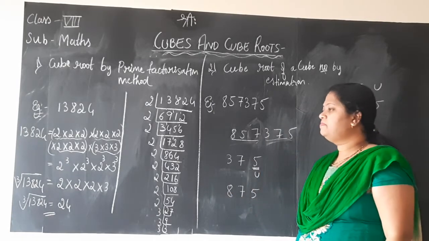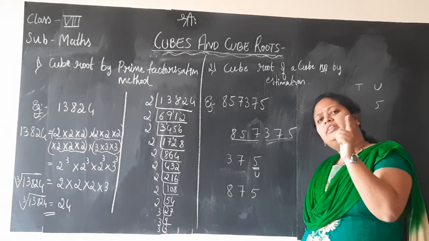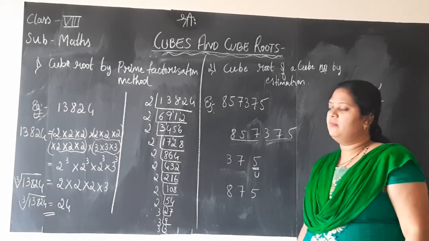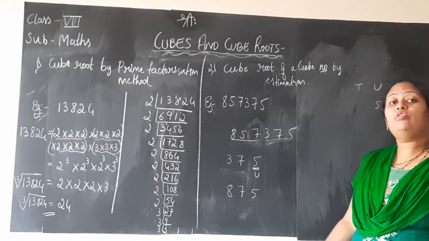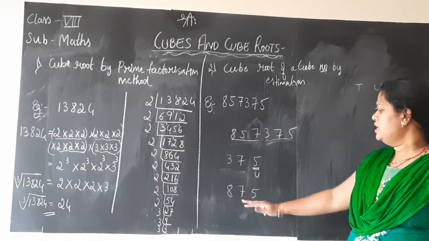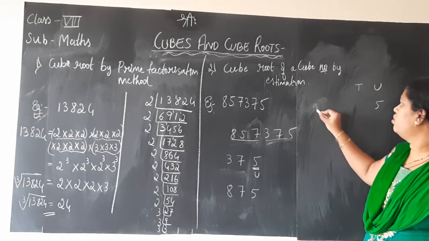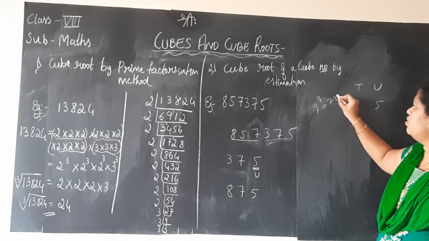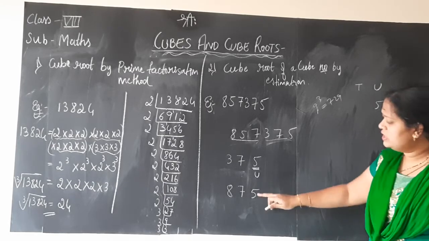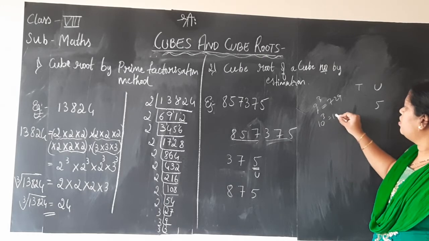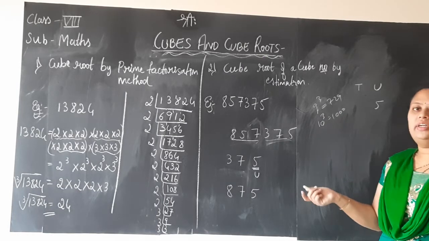So where does this 875 come? We know what is 3 cube? 3 3s are 9, 9 3s are 27, which is very low. So we'll go for higher numbers. What is 6 cube? 216. It is very much less again for 875. So next I will go for 9 cube. What is 9 cube? We know it is 729, which is less than 875. After 9, I should go for 10 cube obviously. What is 10 cube? We know it is 1000.